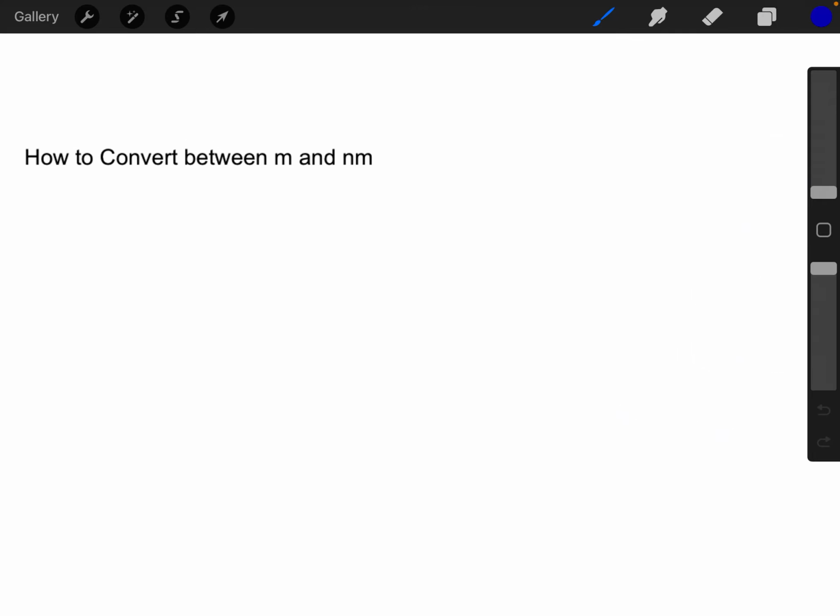Okay, this video is about how to convert between meters and nanometers and vice versa. So let's say that you're given a question where they ask you to convert 3 times 10 to the negative 7th meters to nanometers. You can just memorize how to do it, or you can use something called dimensional analysis to help you figure it out.